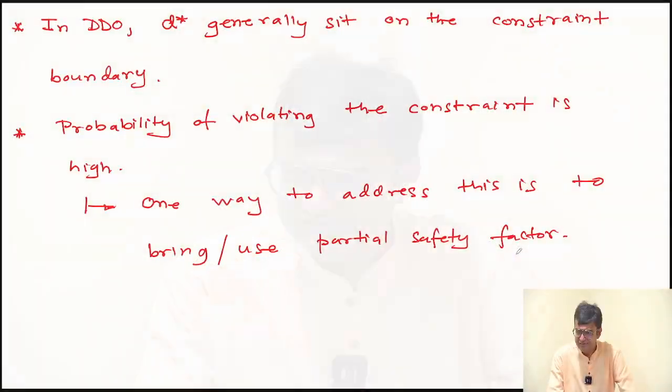But these are generally available in the codal provisions. Okay. Yeah, so that's how you do it. One way to do it is with this, and when you do it like this, you call it reliability based design, not design optimization. The optimization term is now missing. You only call it reliability based design.